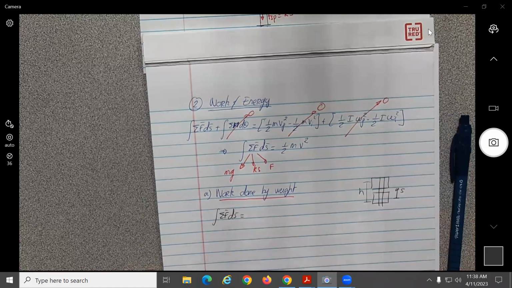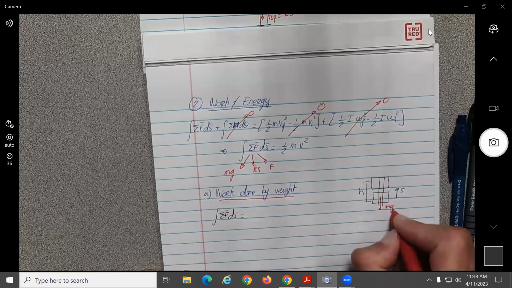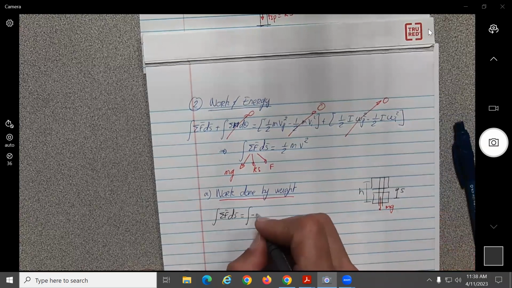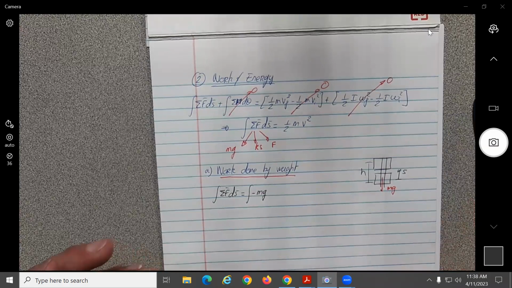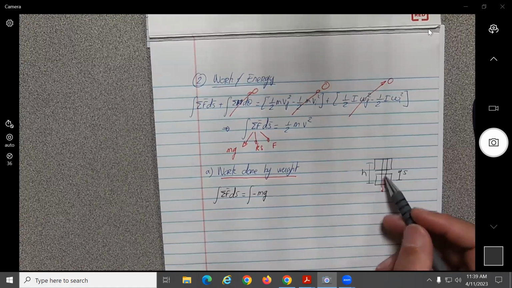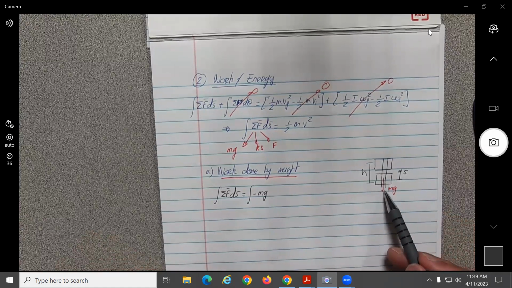In this case, what is the value of the force? It will be negative mg. Positive work is when you push something and the force and the direction of the movement are in the same direction. In this case, the force is opposite to the direction, so it's negative work, but you can just look at it here: mgh.